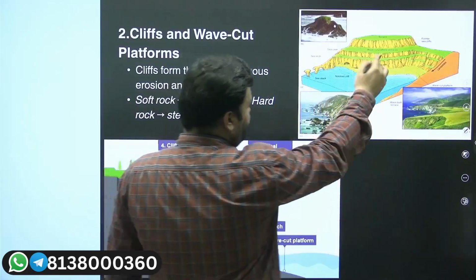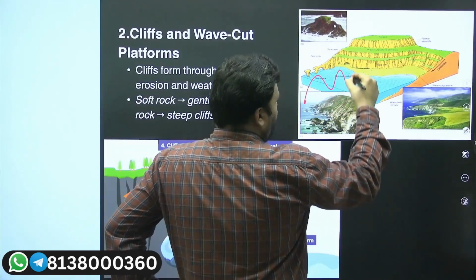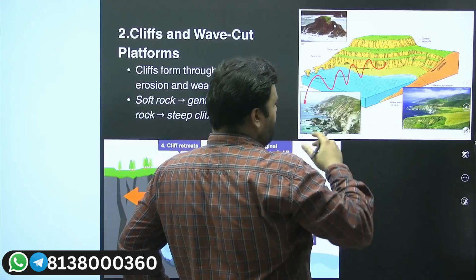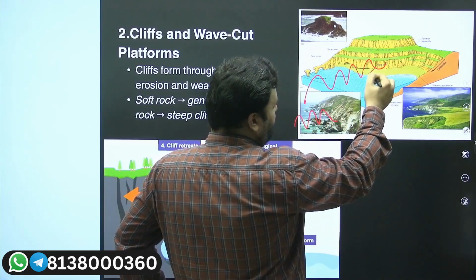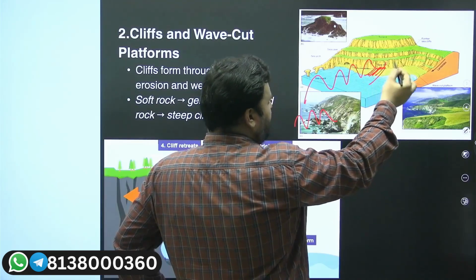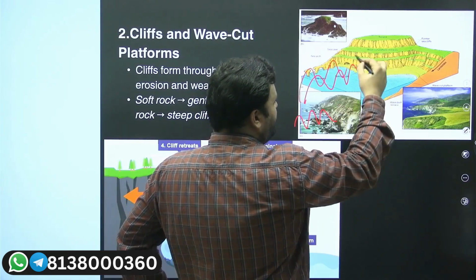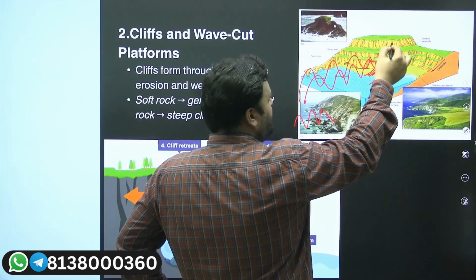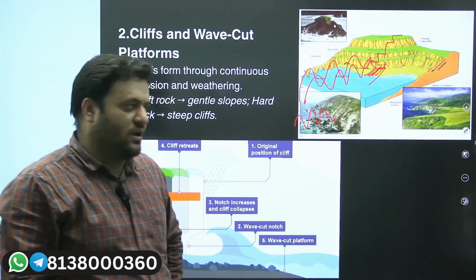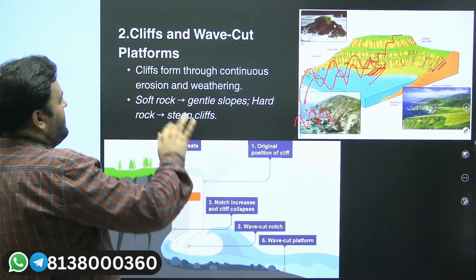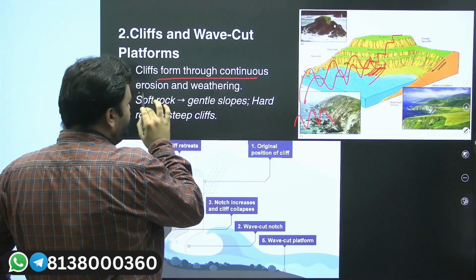Wave cut. Here you can see, suppose one wave is coming and it will cause removal from here. Then we might have a hard rock, and then the second one is coming, and then we have this kind of topographical feature. They are known as cliffs, sea cliffs. Cliffs form through continuous erosion and weathering.